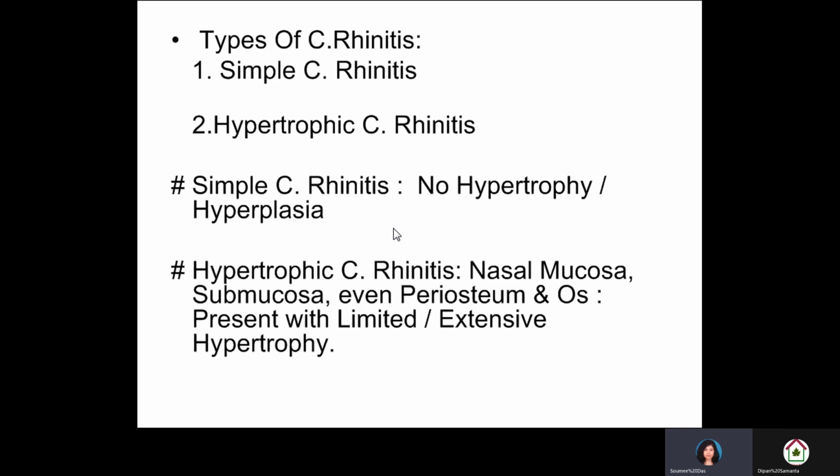So depending upon the degree of the disease, the hypertrophy can be limited or extensive. Okay, and hypertrophy of which region? Hypertrophy of the nasal mucosa, submucosa, periosteum and os. So among these, the periosteum and os hypertrophy are optional, whereas the nasal mucosa and submucosa hypertrophy are essential, okay, to call it a chronic hypertrophic rhinitis.